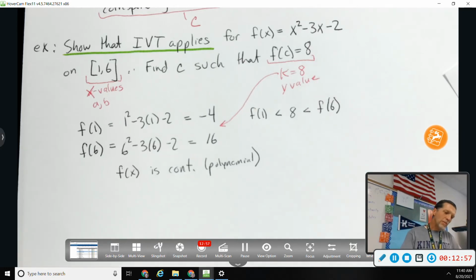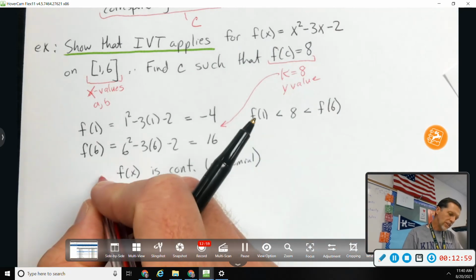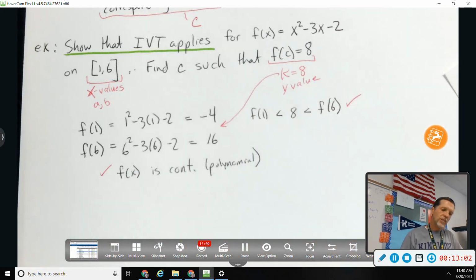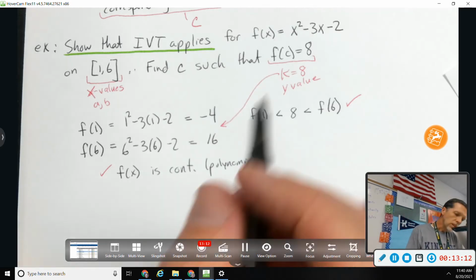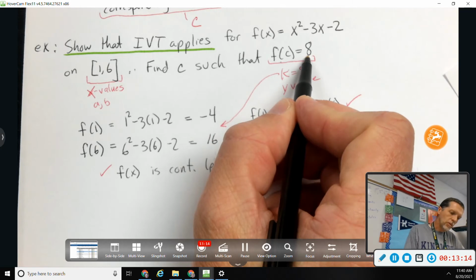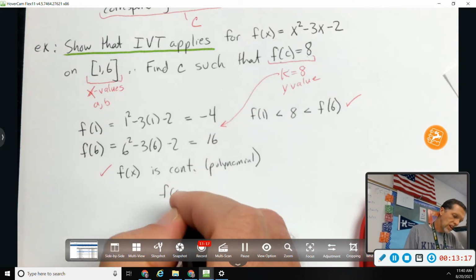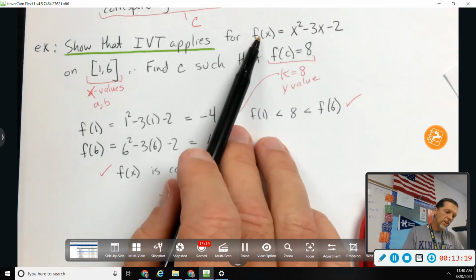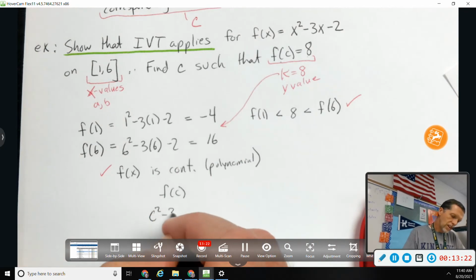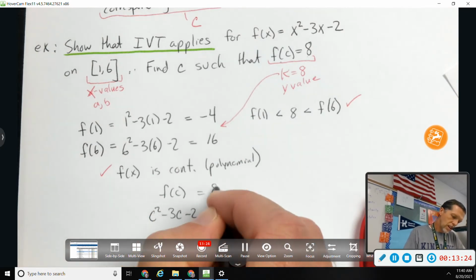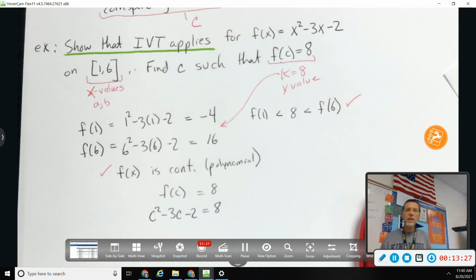So we met our ifs. If number 1 was it's continuous. If number 2 is the y value is intermediate. So now we need to find the x value that gives us the y value. So f of c equals 8. Well, f of c means take the function and plug in c, and then we'll set that equal to 8, because 8 is our intermediate y value. It's the k.